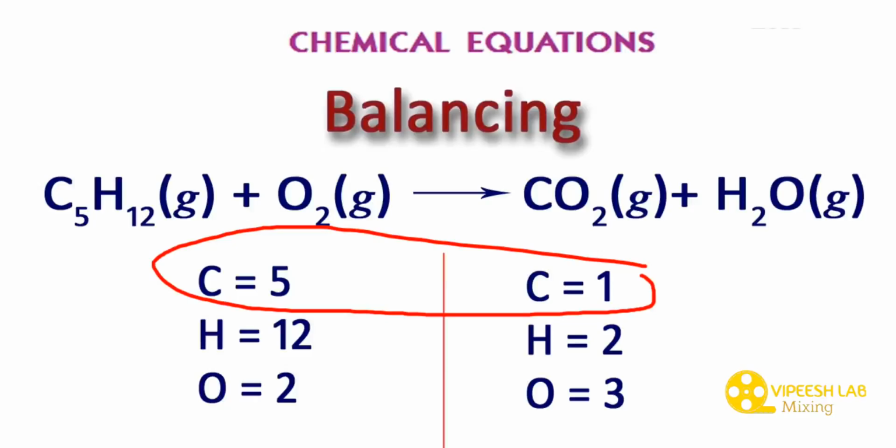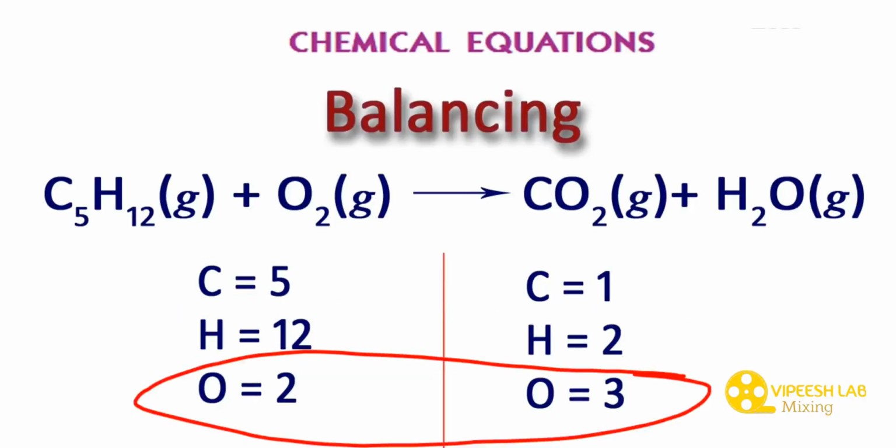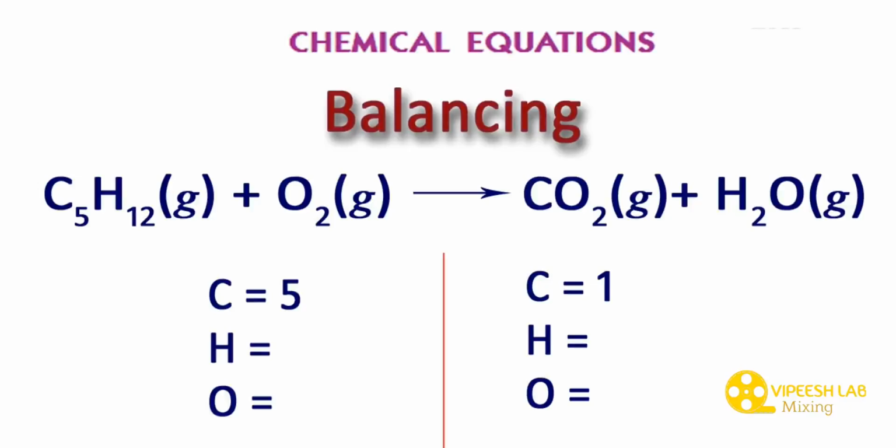Now look at the number of atoms for LHS and RHS. Carbon has 5 in LHS but only 1 in RHS. Hydrogen has 12 in LHS, 2 only in RHS. Oxygen has 2 and 3 respectively. So we have to balance this.